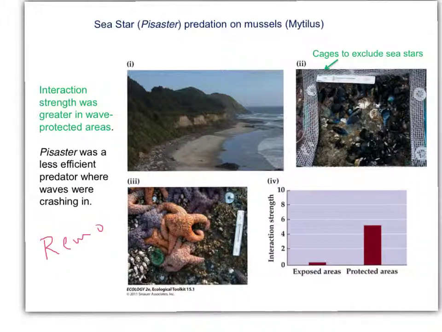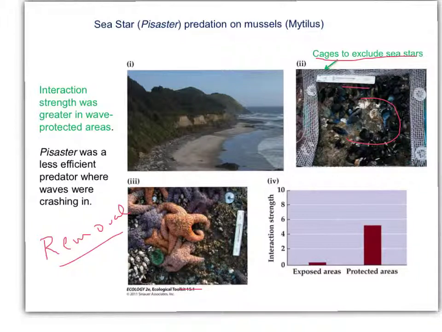So one of the ways that we can remove the sea stars from the situation is to build some cages that exclude sea stars and then look at the relative population sizes of the mussels that live in different areas along the zone here. So what you can do is ask the question, how strong is the predation on the mussels?